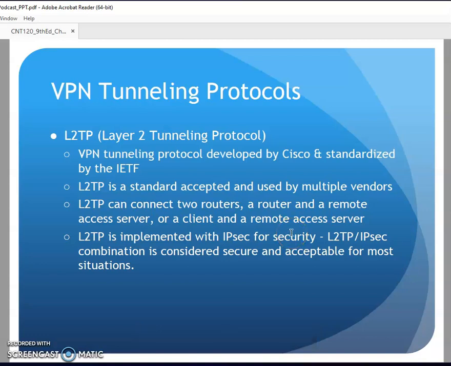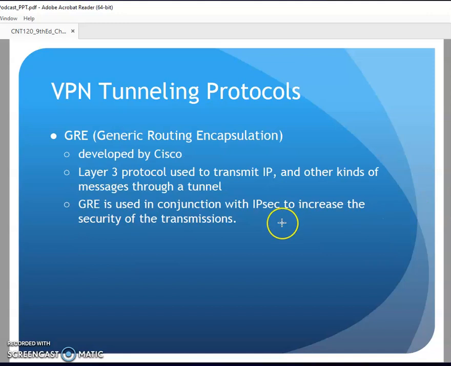So layer 2 tunneling protocol. This was a VPN tunneling protocol developed by Cisco, standardized by the IETF, your Internet Engineering Task Force. A lot of vendors have accepted this and used this. Your layer 2 tunneling protocol is implemented with IPsec for security. So as we said earlier with IPsec, this is where we start seeing it show up.